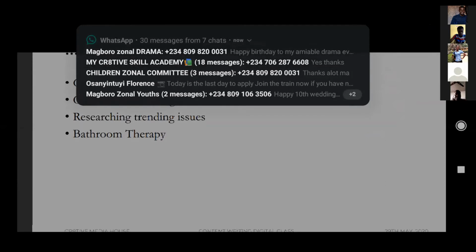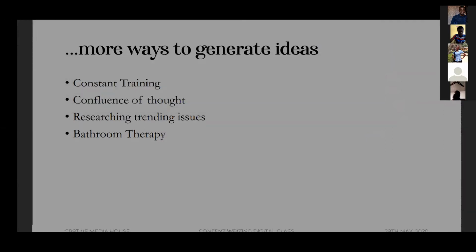Then this next here is confluence of thoughts. You can have several people having an idea or an opinion about a particular figure, a particular brand. So when you mix all these thoughts, all these ideas together, you can actually be able to come up with your own idea that would stand out.